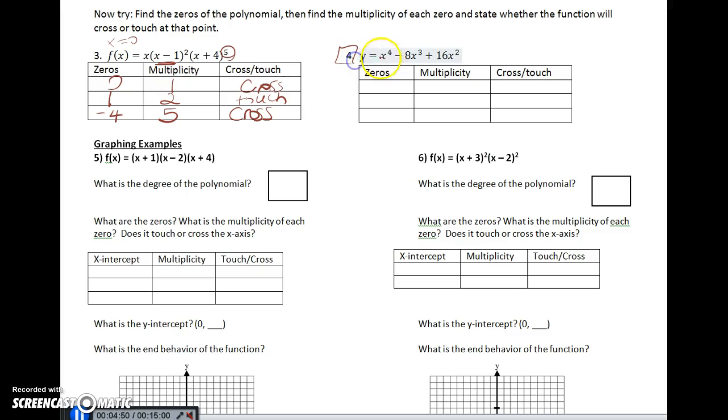Now number 4 is a little bit different because it's not in factored form. So in order to get a multiplicity, it has to be in factored form. So we're going to need to go through and factor this one.